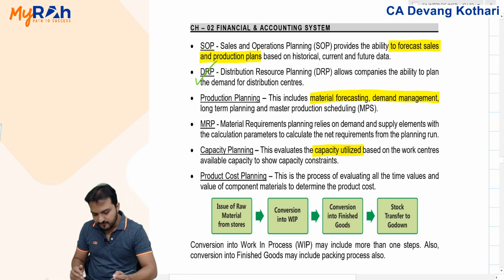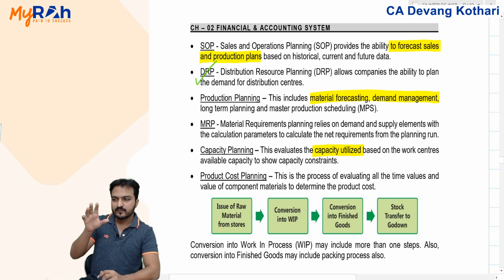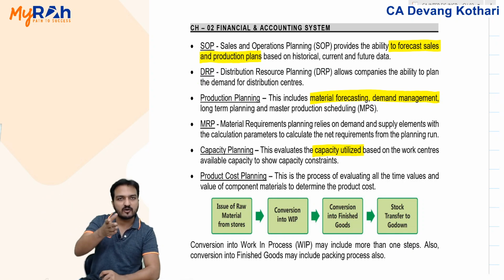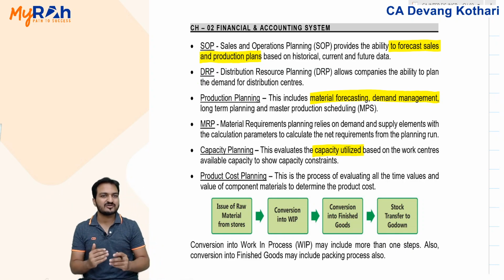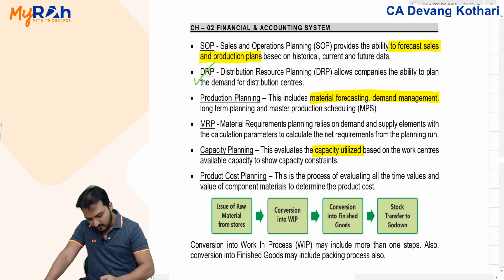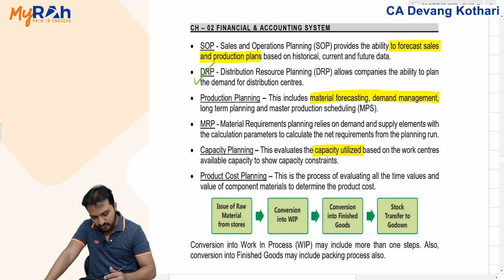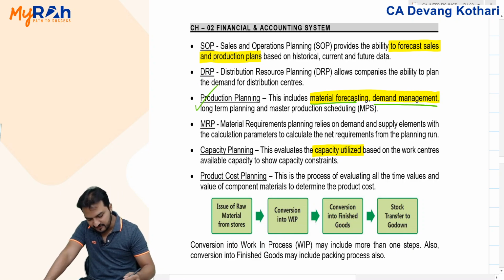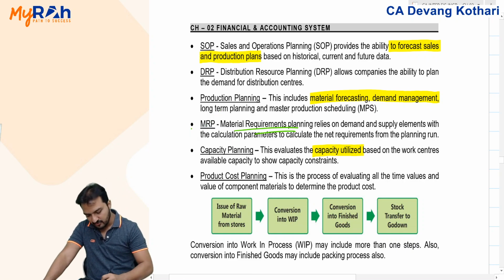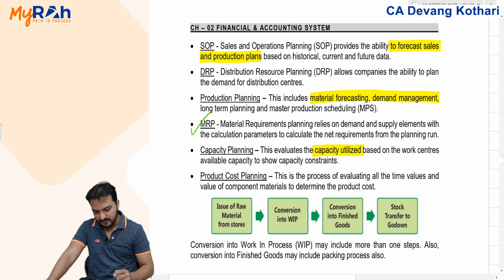Also distribution resource planning, how many goods should I distribute at say shop 1, shop 2, shop 3, how many units of the product should I distribute at which shop. That is my distribution planning. That can also be done by the software, by the module here. Production planning is about material forecasting, demand management, etc. Material requirement planning, that production requires how much material, that also will be given by the module here.